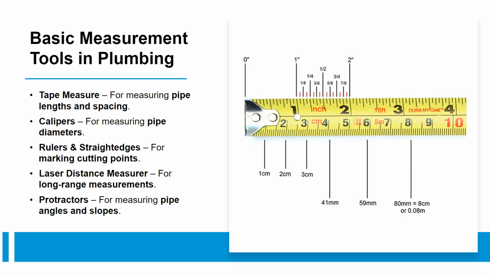Laser distance measurer. Used for long-range measurements, especially in larger buildings or site layouts. With the push of a button, you can get accurate room-to-room or wall-to-wall readings. No need for two people to hold a tape. Protractor. This little tool helps you measure and replicate pipe angles for bends and offsets. It's a must-have when laying out drainage lines, especially when slope and angle precision matter.